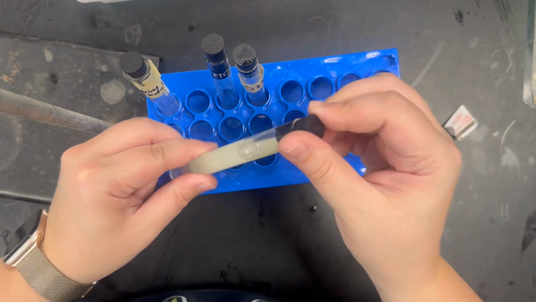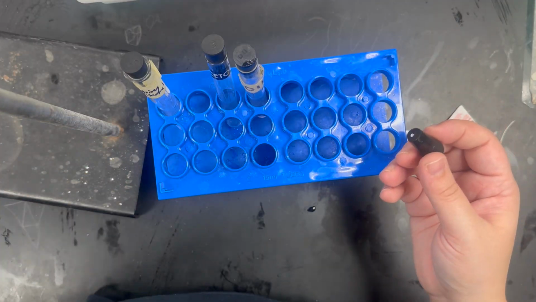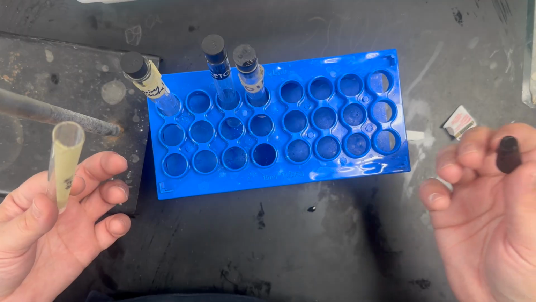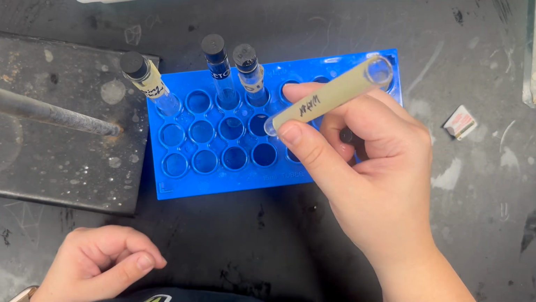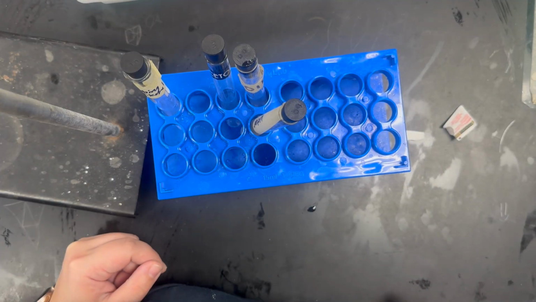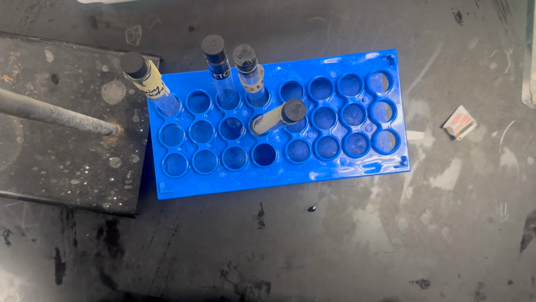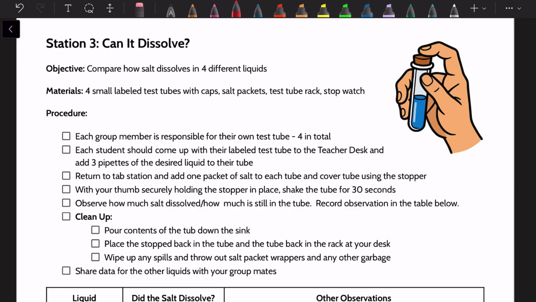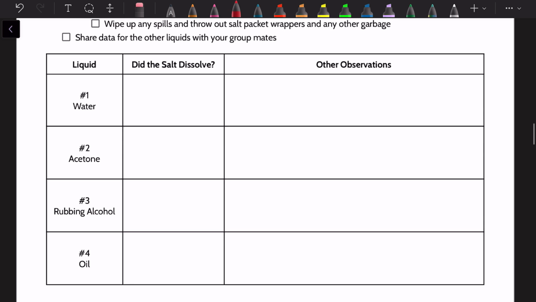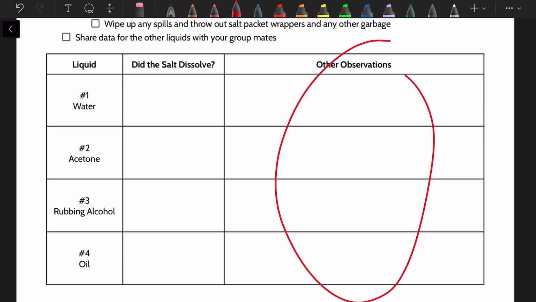Clean up for this part, just open up your test tubes. You're going to dump whatever is inside down the sink. If it needs a quick rinse, that is fine. And then you'll just put the test tube and the top back there, and that's it. In station 3, can it dissolve? You are writing whether or not the salt dissolved, yes or no, and then any other observations that you saw.